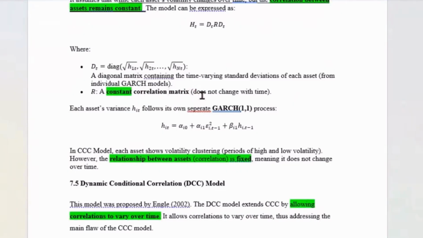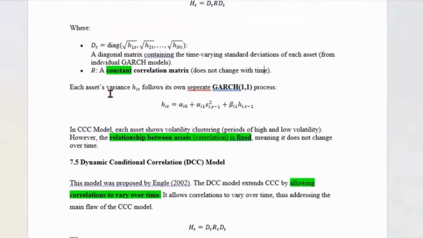Each asset's variance, h_it, follows its own separate GARCH(1,1) process, or whichever GARCH you are using. So in other words, on their own, these assets are changing over time. That's why we say each variance follows its own separate GARCH(1,1) model. Remember, this h_it is the variance, but when we take the square root, we get the standard deviation.